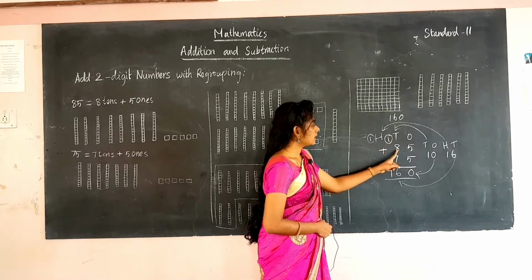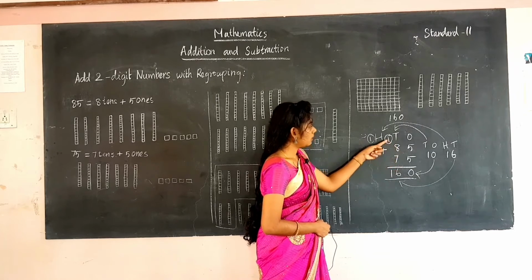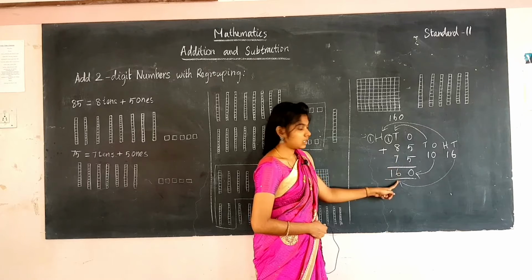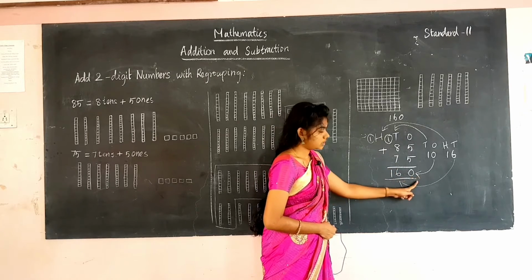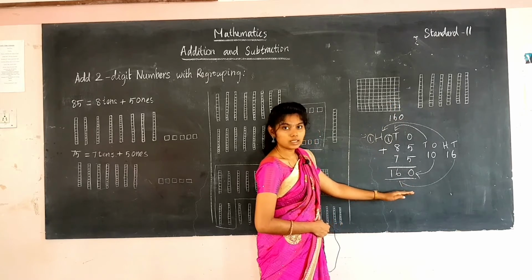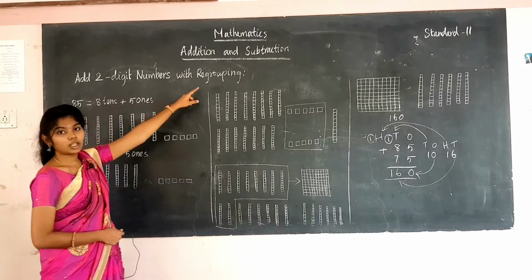So 1 tens, 8 tens and 7 tens. Now how will you add 1 plus 8? 1 plus 8 is 9. Then 9 plus 7 is 16. So the answer is 160. So see here, here also this answer is same, here also the answer is same. This is what is meant by adding 2-digit numbers with regrouping.